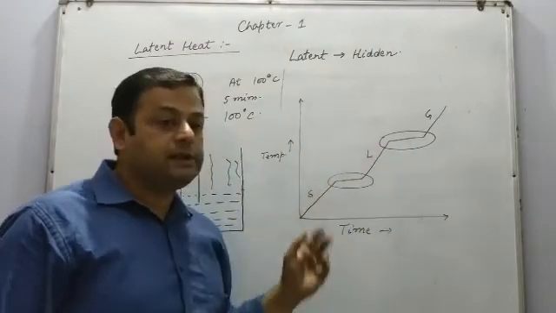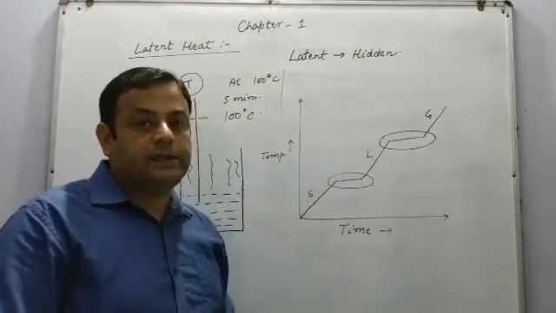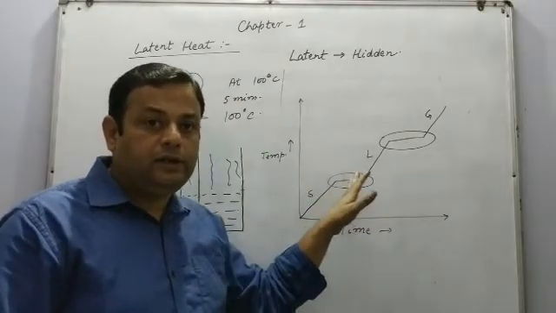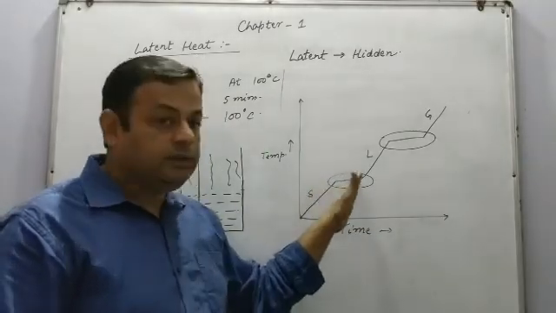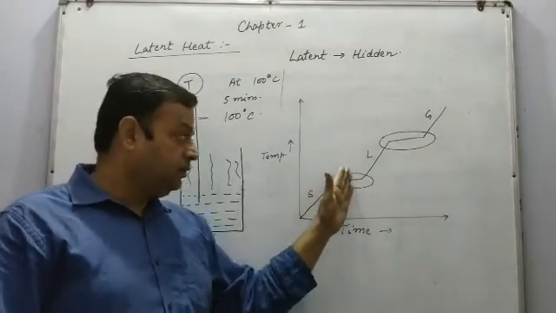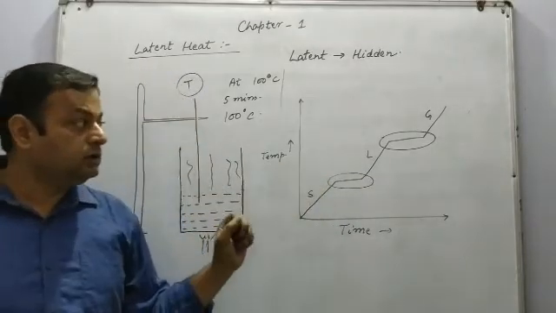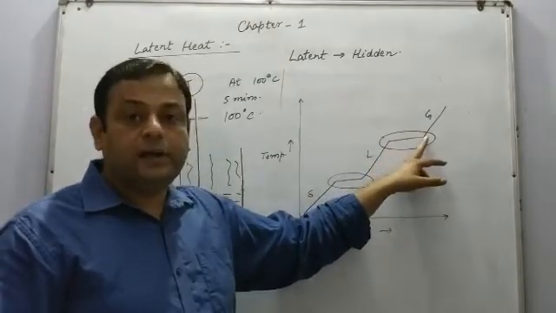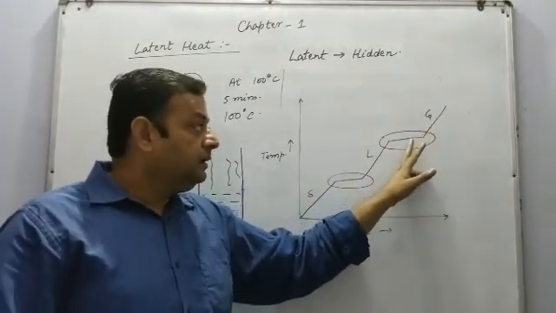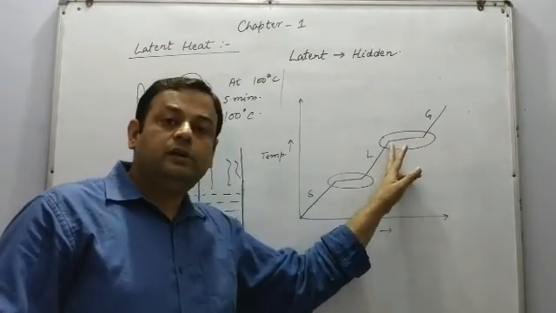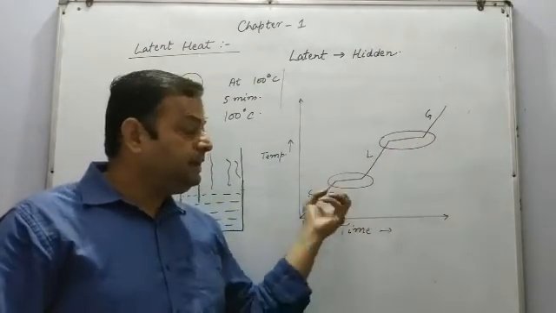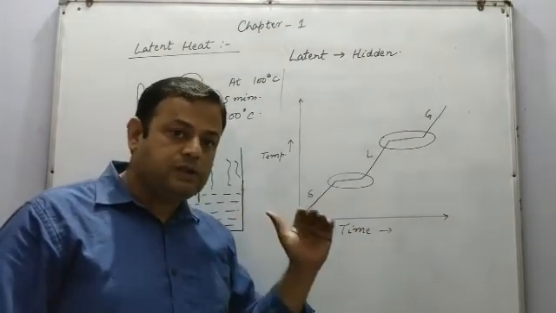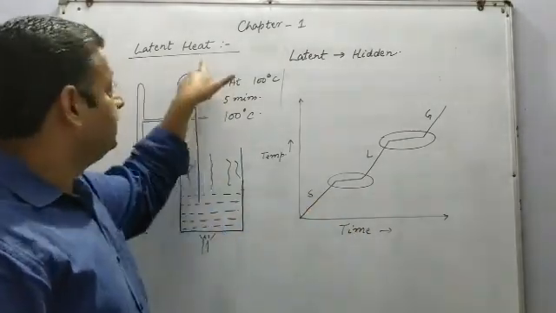So these 2 points represent the conversion of states, means at this point both the states are present, solid and liquid both. Solid is getting converted into liquid, or we can say liquid is getting converted into the solid state. Similarly here the liquid is getting converted into the gaseous state, as well as the gas is converting into the liquid state. So when there is any change in the state, the temperature becomes constant due to this latent heat.